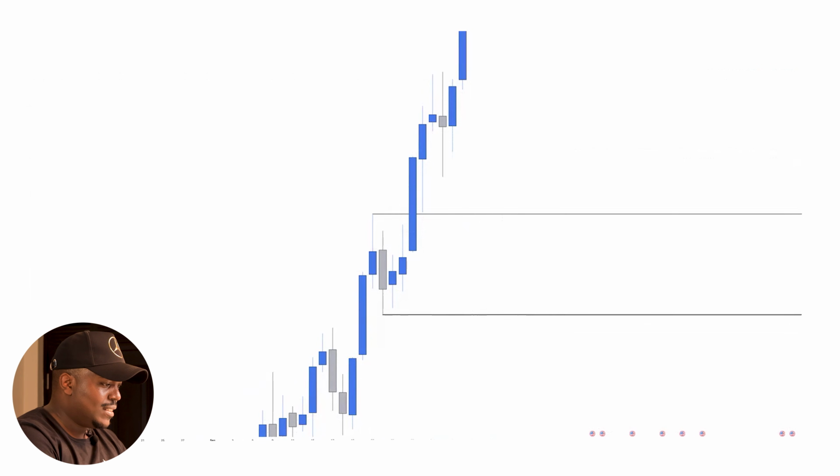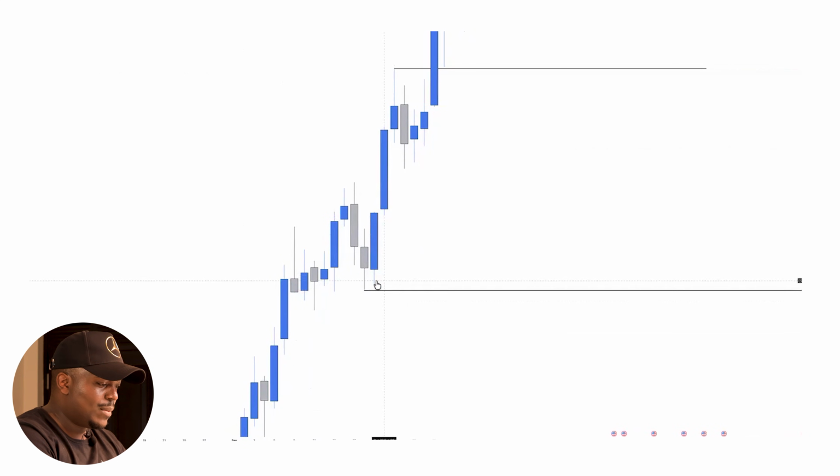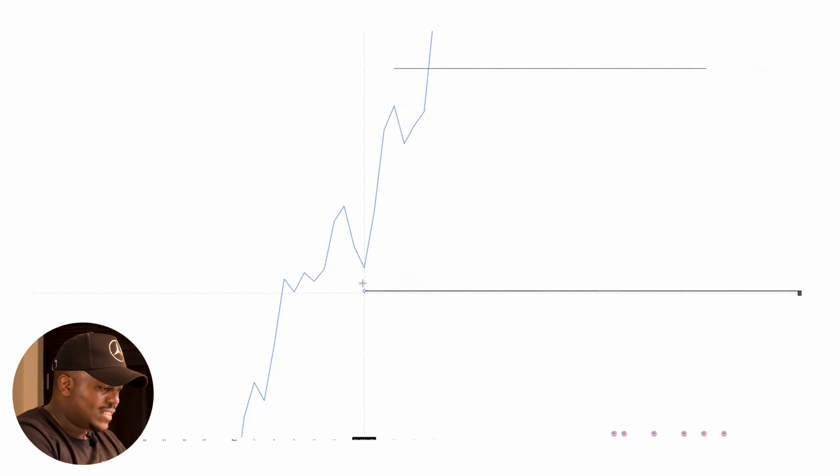Okay, you can see the same thing here. If I put in line chart, it's the same thing. You see that? When I put back to candlesticks, you can see the same here. This is the low. I'm not putting it on these candles, because when I put in line chart, it will show that this is the lowest point.